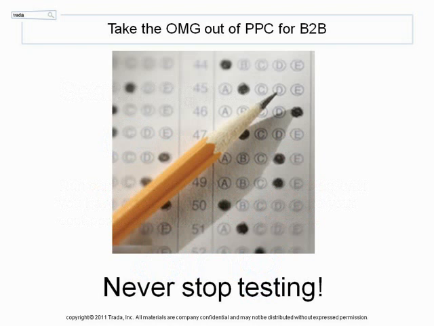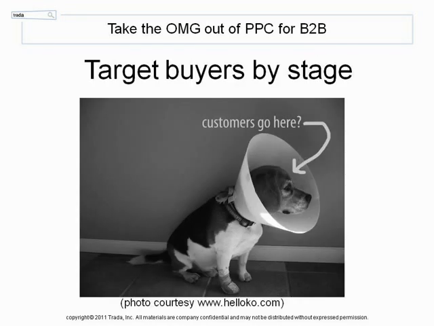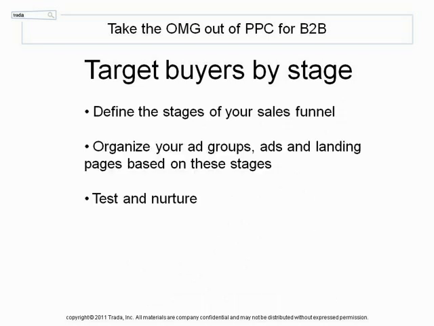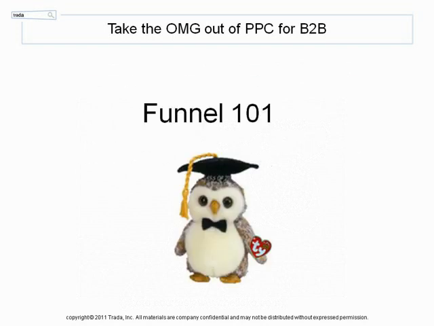So next we will talk about how you can target buyers by stage. Paid search is great for targeting select types of customers. And when you use paid search, you can build just a really sophisticated lead engine by targeting different buying stages. So what you need to do is define the stages of your sales funnel, organize your ad groups, your ads, and your landing pages based on these stages, and then test and nurture. So we'll talk about nurturing later, but first we'll talk about sales funnel.